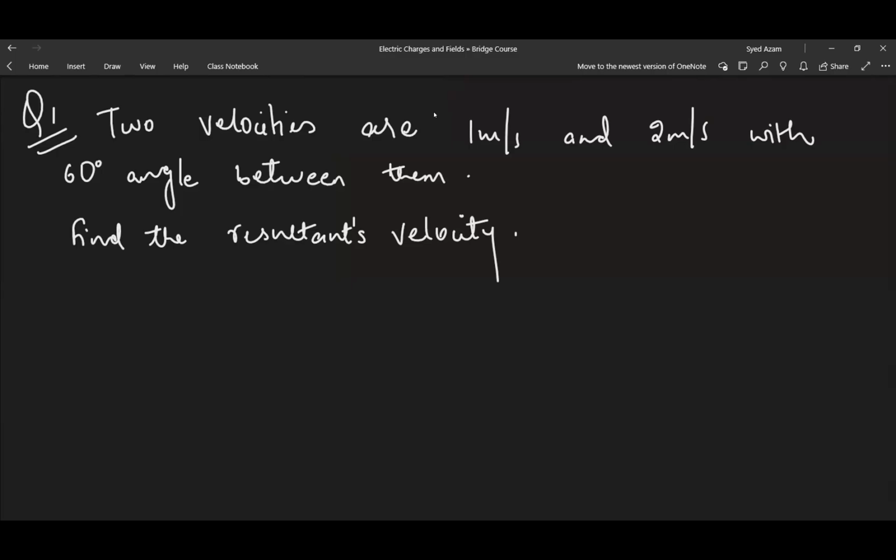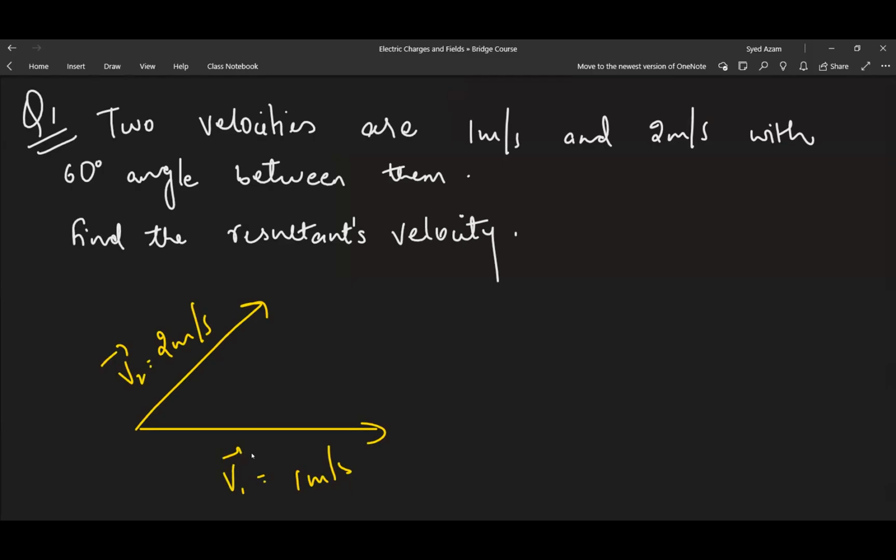Look, this is saying two velocities. They are inclined at this angle. Means two velocities are present, 1 meter per second, 2 meter per second. This is V2. This is V1. The angle between them is 60 degree. So see, this is our vector 1.